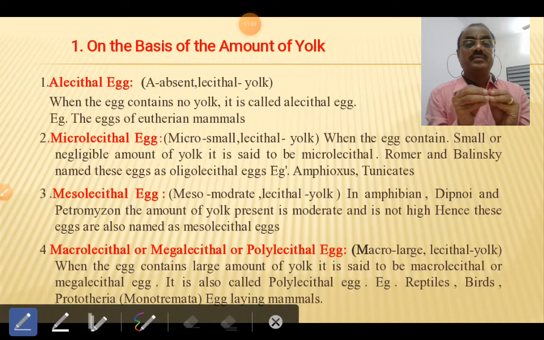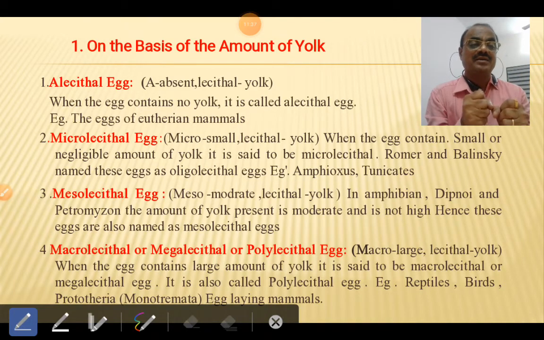Mesolecithal means moderate. In that egg, yolk amount is a moderate percentage, not high, not small. Only medium, you can say, moderate amount of yolk is present in the mesolecithal eggs. And fourth one is called the macrolecithal or megalecithal. It is also called the polylecithal.